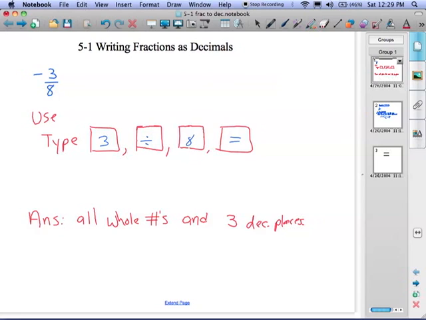Your answer is going to be all whole numbers and 3 decimal places. So when we do this, -3/8 turns into -0.375. -3/8 is the same thing as -0.375. So it's quite important that you keep the whole numbers and 3 decimal places. Some of your problems are going to have more than that.